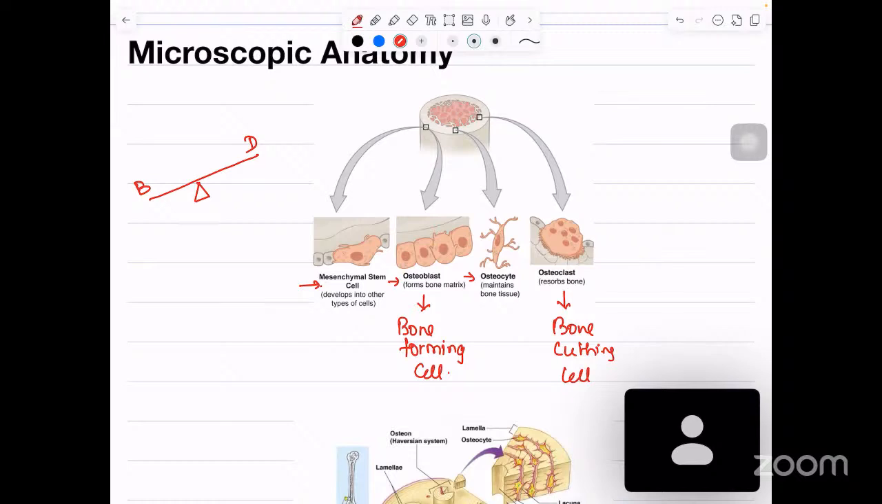What is an osteocyte? When both the cells are not acting, these are the actual bones that you see. Whenever you touch a bone, you tend to touch an osteocyte rather than an osteoblast or an osteoclast. So this is the maintaining cell of a bone.